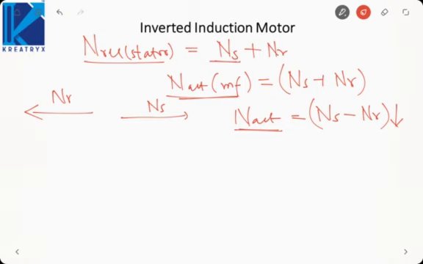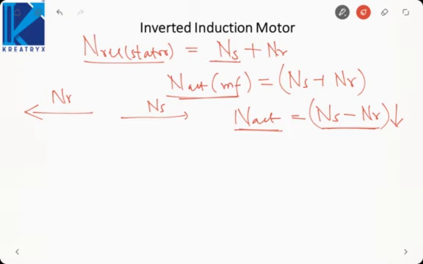So the relative speed, or the speed of the magnetic field with respect to the stator, will reduce. The actual speed is nothing but the speed with respect to ground or the stator. So we have to reduce the actual speed of the field. The actual speed is the speed of field plus the speed of rotor. If the speed of field and the speed of rotor are in opposite directions, then the actual speed of the magnetic field with respect to ground will reduce.